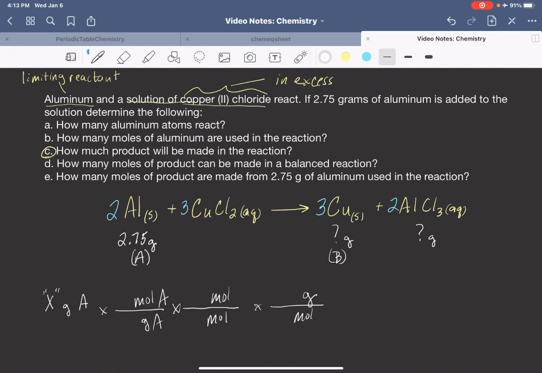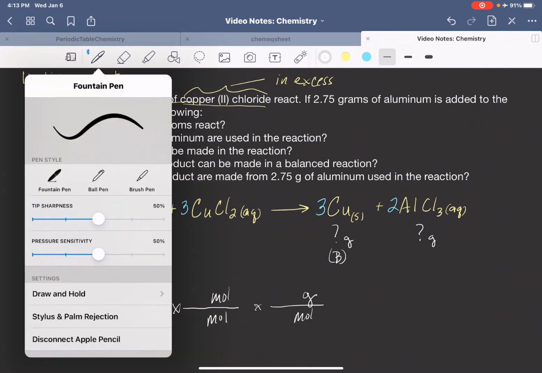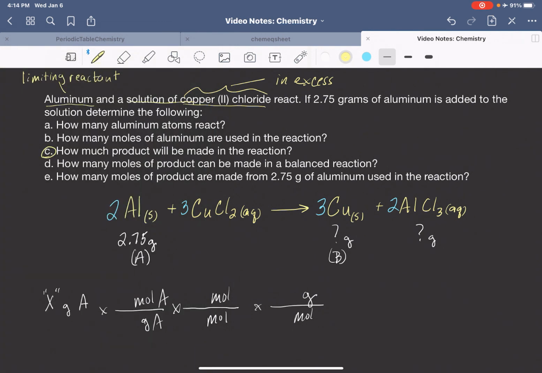So now we're going to go grams to mole, mole to mole, mole to grams. Okay? It's the same pattern. I'm just trying to point this out for you. So now we've got moles of A to moles of B to grams of B. So now let me try to recap this again.